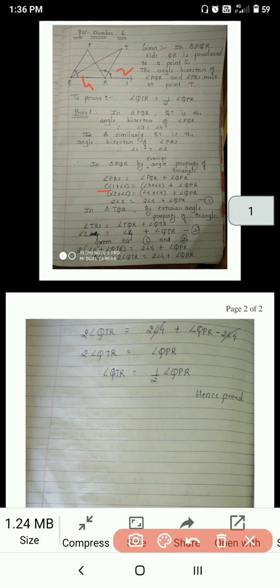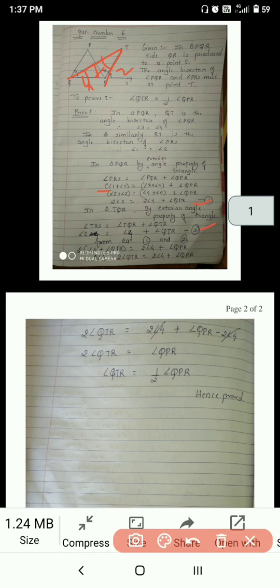Now in triangle TQR, you can see that angle 2 is the exterior angle. So again we will apply the exterior angle property of triangle. Angle 2 is equal to angle QTR plus angle 4. The exterior angle is equal to the sum of the opposite two interior angles. Understood? So TRS is your angle 2, equal to angle TQR, which is angle 4, plus angle QTR.